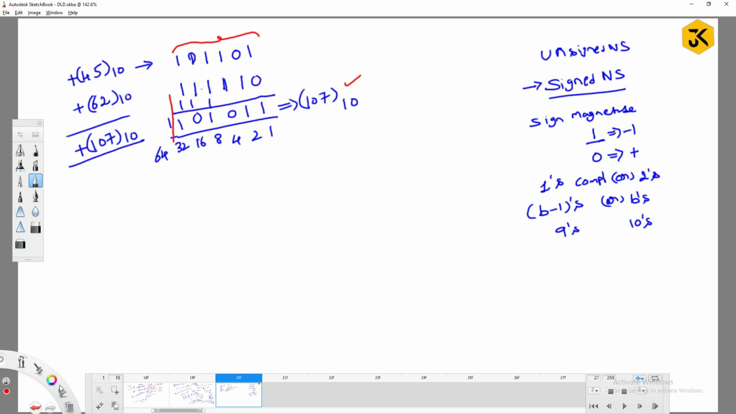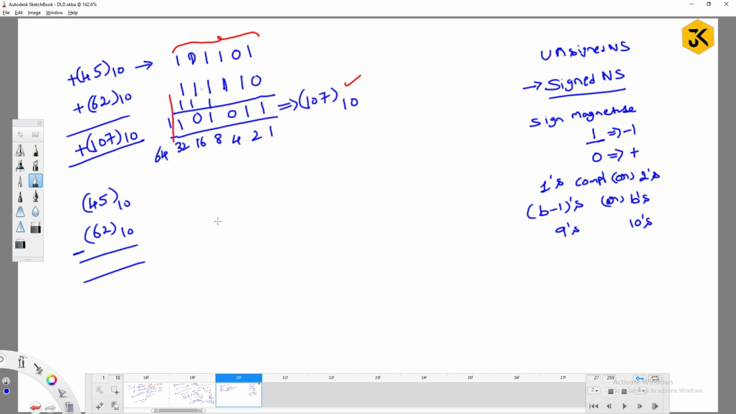Okay. Try to observe one more point. I am trying to take two numbers. One is 45 base 10, another one is 62 base 10. I am trying to perform the difference. Now, how are we going to perform the calculation?